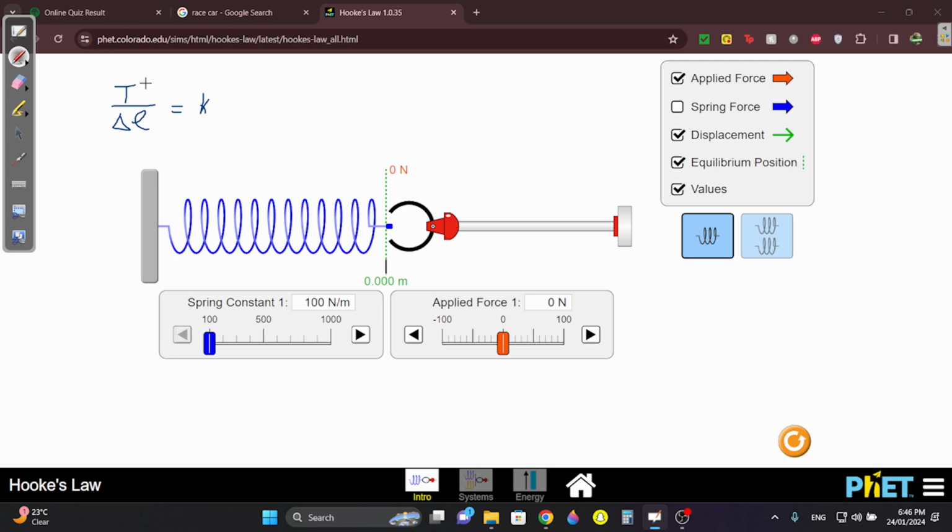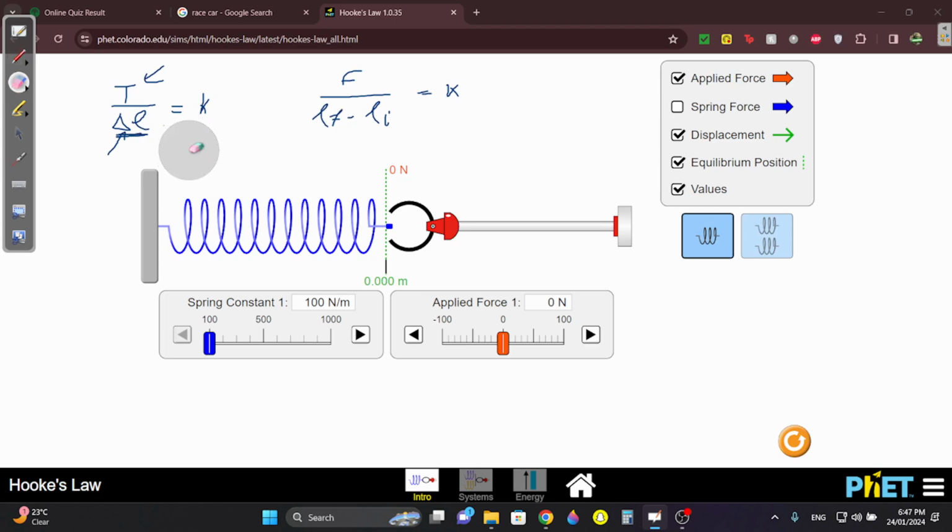T would be the force acting. Delta L would be L final minus L initial. T, we said, the force, equals K. K is a constant. It's called the spring constant, or sometimes you can say stiffness. In the book they say stiffness also. So L final minus L initial. L is length. Whenever we say final minus initial, you can just say delta L, and this represents the elongation.